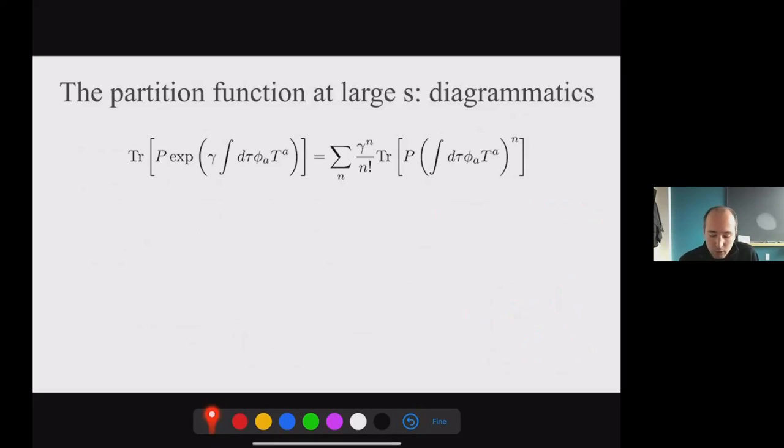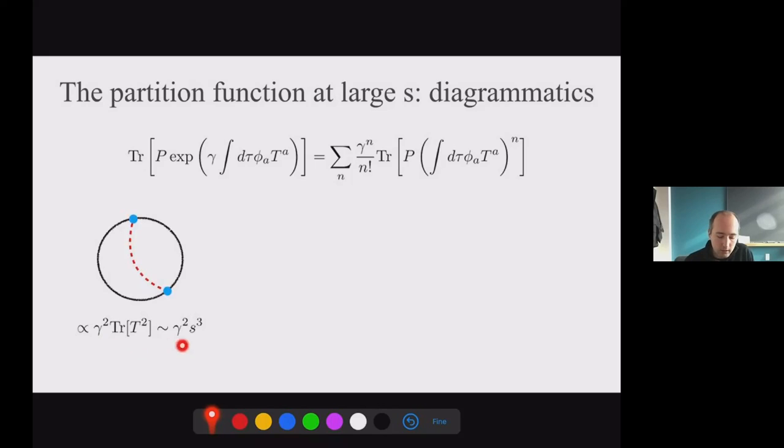But now what happens as you take the large spin limit? What happens once this matrix T becomes huge? Well, let's try to check this by computing the partition function again for a circular defect for concreteness. You expand your exponential as a sum and you start doing Wick contractions. At leading order, you find something that goes like gamma squared trace of T squared, and since T squared is s(s+1), it's just the SU(2) Casimir, this case goes like gamma squared s cubed. There is a factor from the trace.